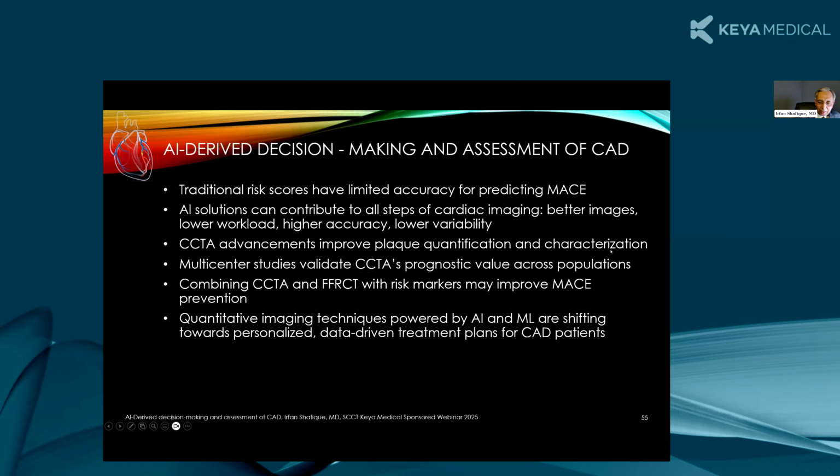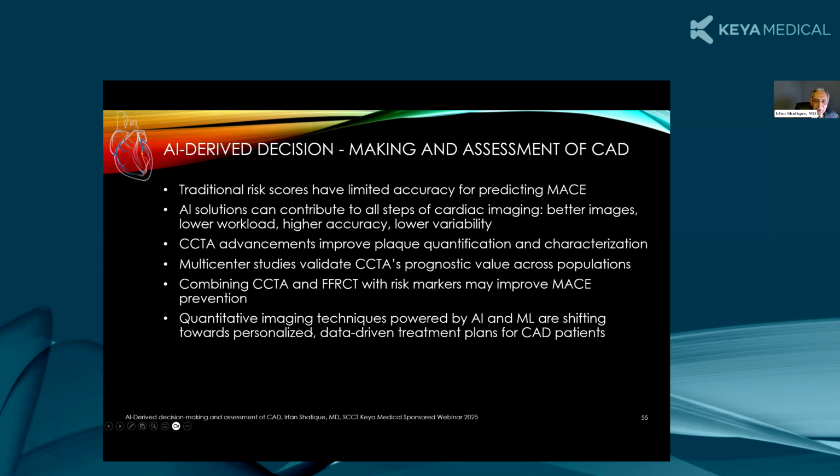I really like the characterization of plaque because that tells you a lot, as you saw in the studies we have presented. So multi-center trials have proved the prognostic value in the population, not just one, but the whole population. So when you combine coronary CTA and FFRCT with risk markers, you may improve major adverse cardiovascular events.